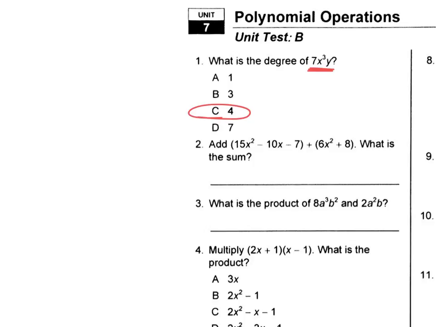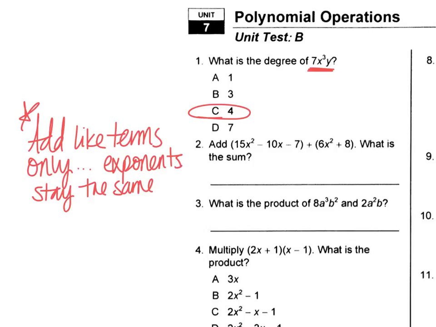Question 2 says, add these, what is the sum? Even if it had just said, what is the sum, know that sum and addition are the same thing. So it's really just asking you to combine like terms. Remember that when we add, exponents stay the same. They do not change. All right, so things that can combine together here.